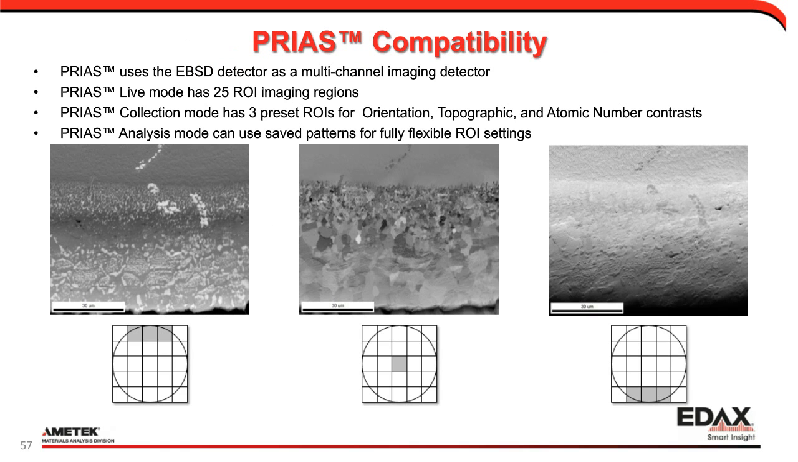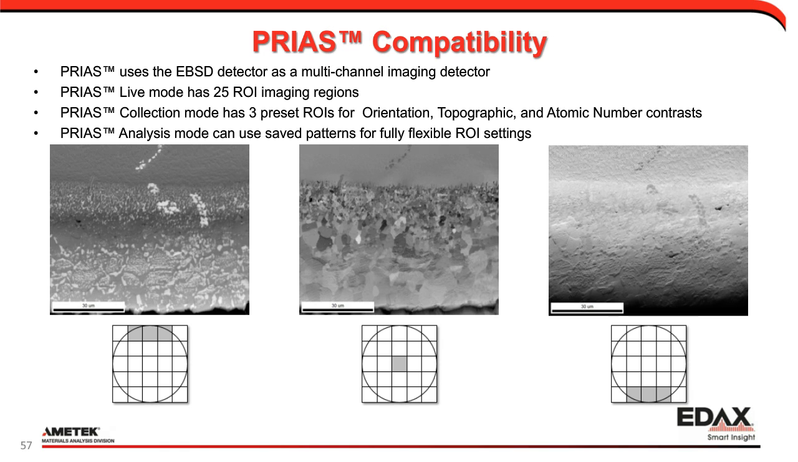I mentioned it's compatible with Prius, and Prius is an option we have where we use the EBSD detector as a multi-channel imaging detector. And basically within APEX, there's what's called the Prius Live mode, which has 25 preset ROI regions. We take the phosphor screen and divide it into a 5x5 array of detectors. Each detector, we can create its own image.